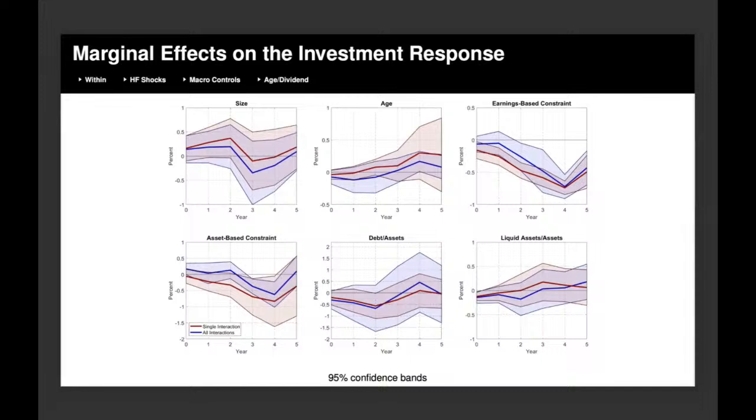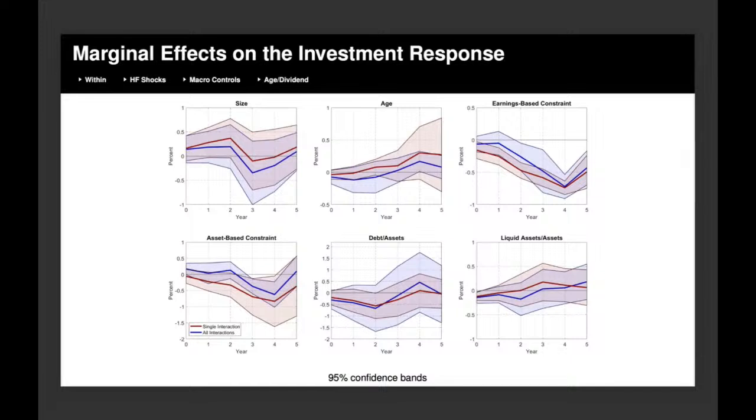And also, we did 2 types of exercise. One is the model using only a single interaction, that is including only one of these factors, or the model with all the interactions if you think all those factors matter. So basically, the results are shown in the red line and the blue line respectively. If you look through all the results, there's basically one theory that stands out or passes the test. That is the earning-based constraint. All the others are not significant.